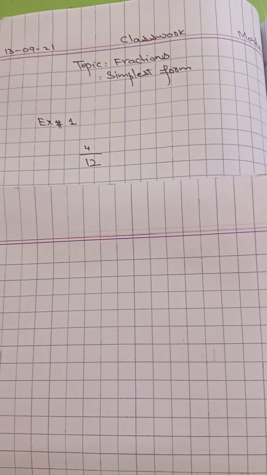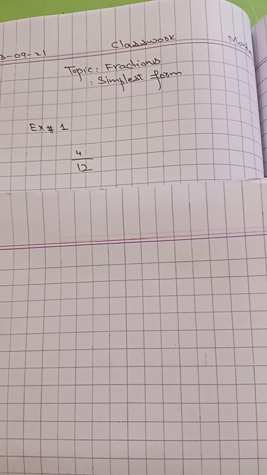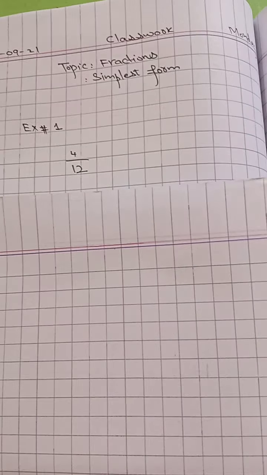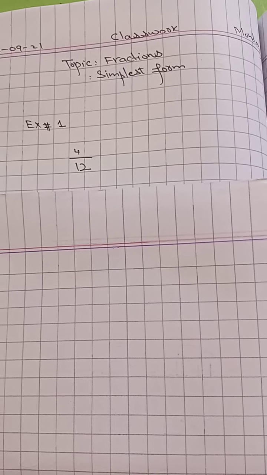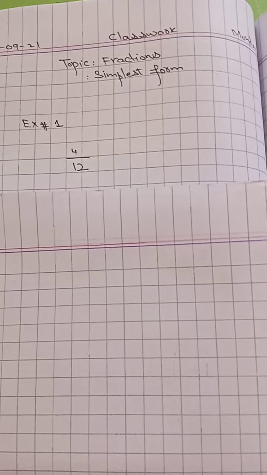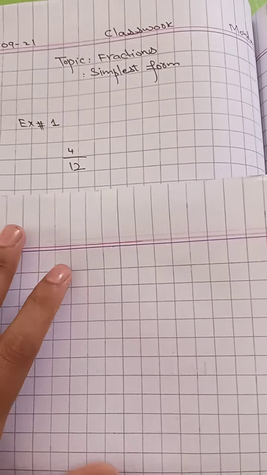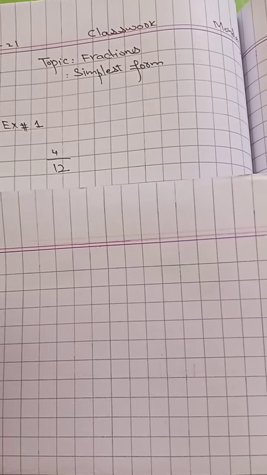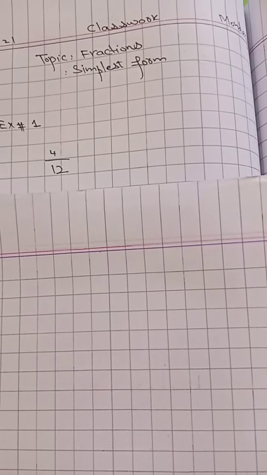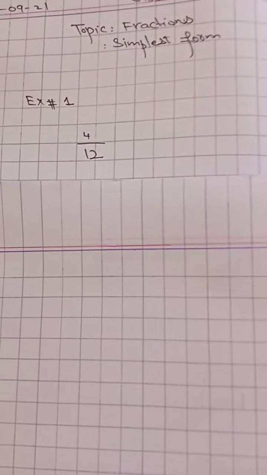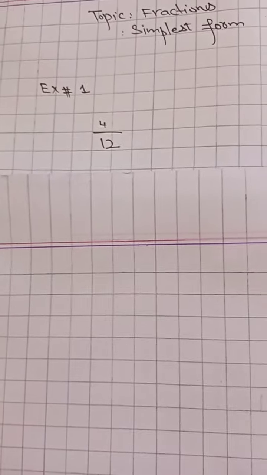Our topic of discussion is fractions in its simplest form. Today we'll learn how we can reduce fractions in its simplest form. Okay, so let's go for first example. The question is written over here, 4 upon 20. Okay, so how we can solve this fraction, or how we can reduce this fraction in its simplest form.